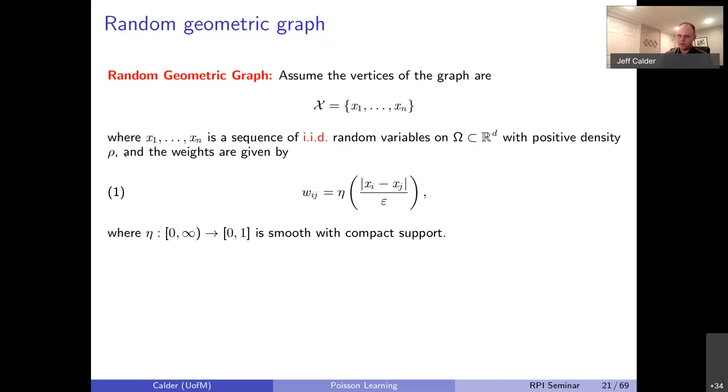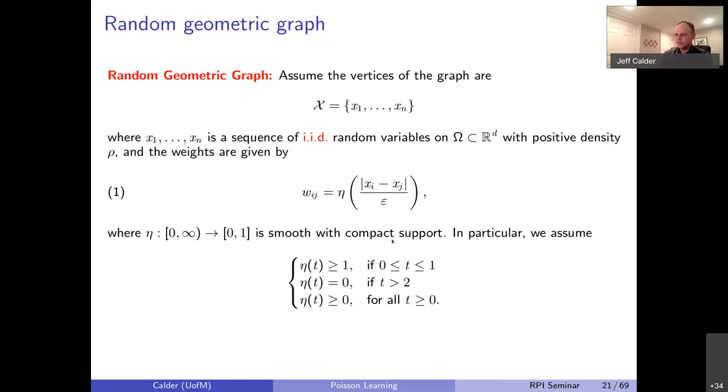positive density function rho on some bounded domain in R^d. And the weights are geometric weights, so I take a decreasing kernel with compact support, and I use the formula from before. The weights are eta of the distance between xi and xj divided by a bandwidth epsilon. There are some conditions we place on eta, but these are very simple, just that the compact support is the unit ball.